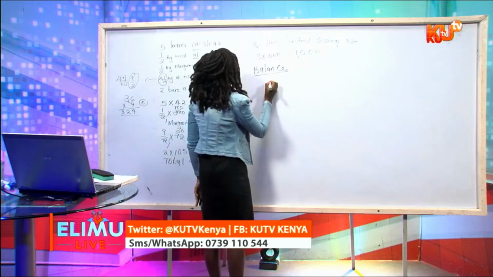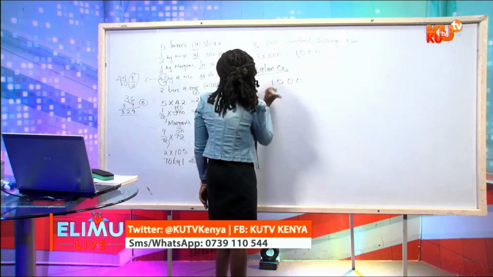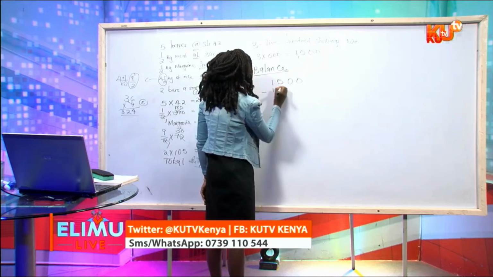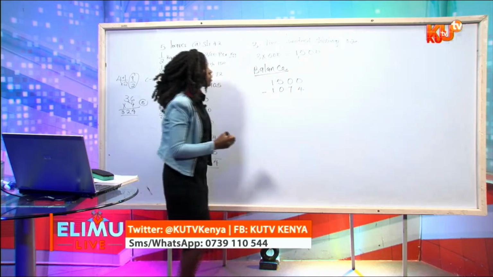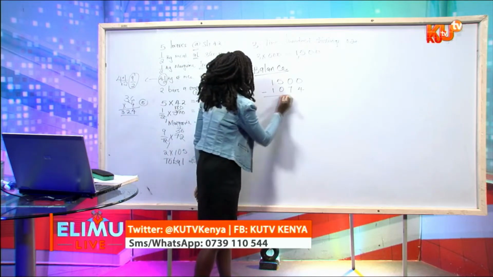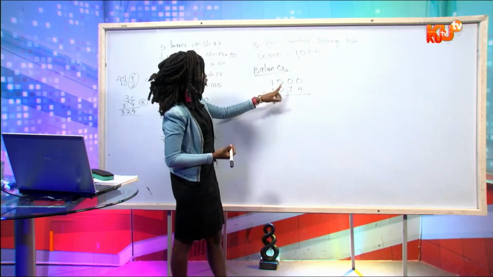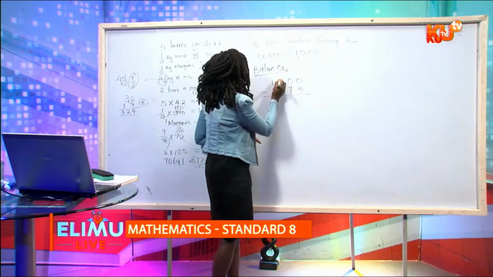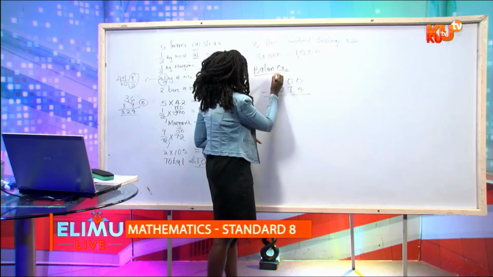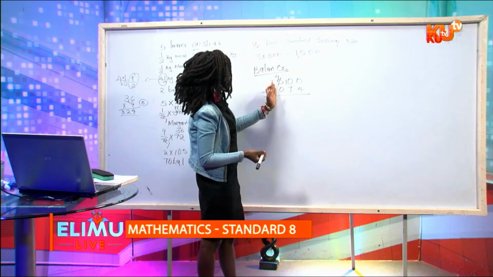That is 1,500 minus 1,074. We subtract. So this is not possible directly, so we are going to borrow from this 5. From 5, we get 4. I bring 1 here. I've borrowed 100.